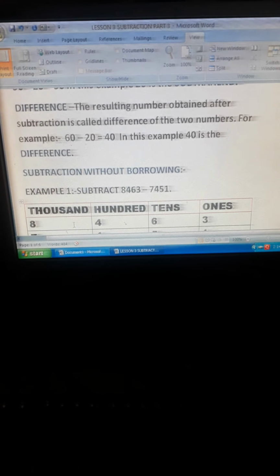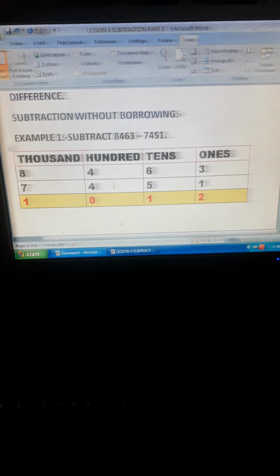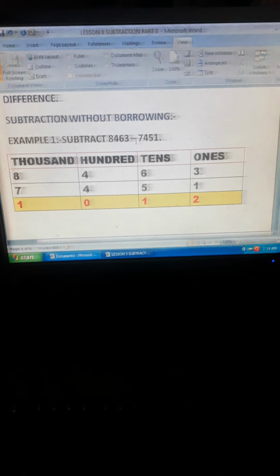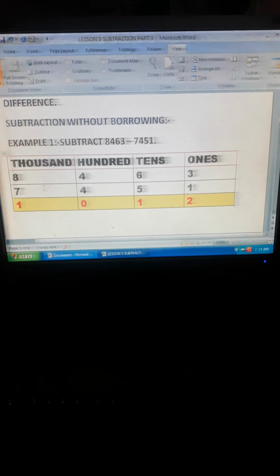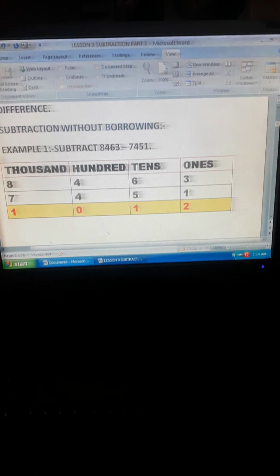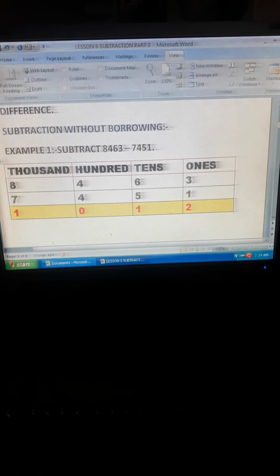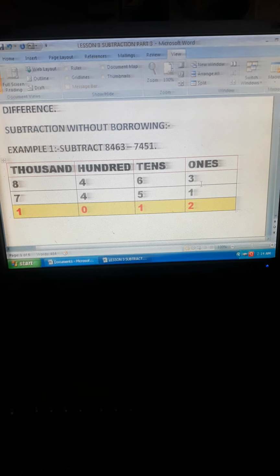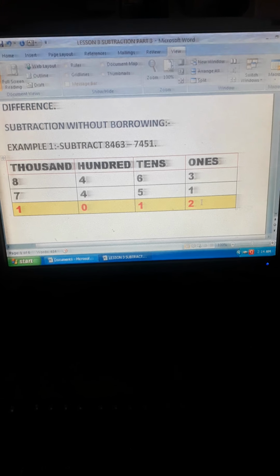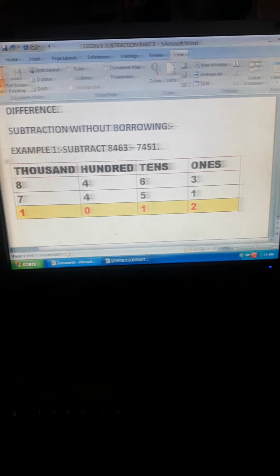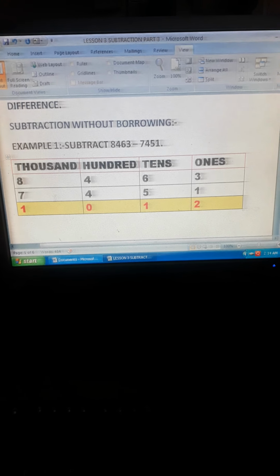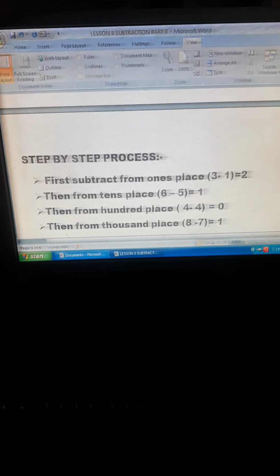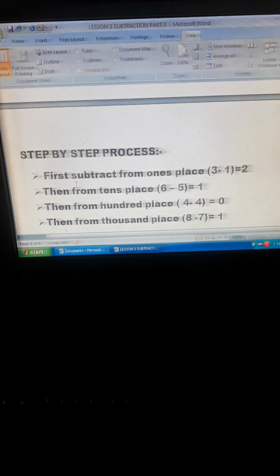Now coming to subtraction without borrowing. 8463 minus 7451. Like this you have to write. Always the subtraction will begin from the ones place. 3 minus 1, that is 2. 6 minus 5, 1. 4 minus 4, 0. 8 minus 7, 1. This is the step by step process I have written.